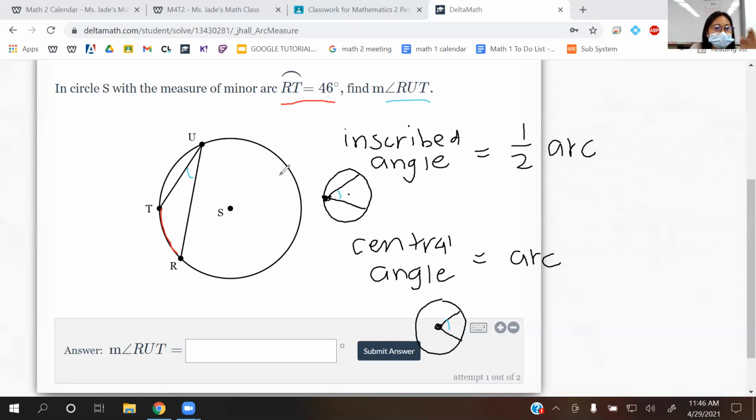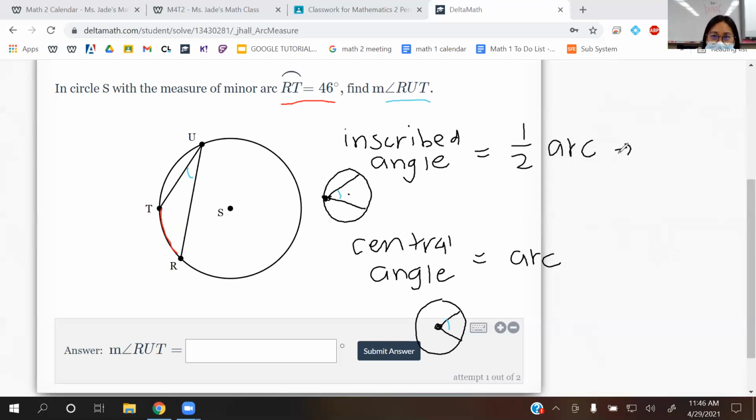Okay, so in this problem, we are given an inscribed angle, because the vertex is on the circle. So we're going to use this first formula. Inscribed angle is equal to 1/2 arc. So let me write that over here.